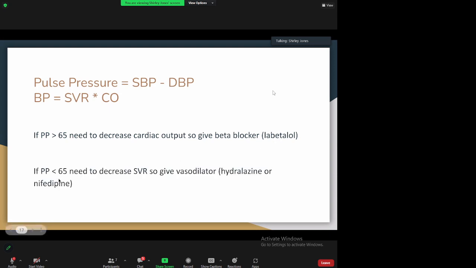Alternatively, if their pulse pressure is less than 65, so like 200 over 150, then we need to decrease their systemic vascular resistance. So give a vasodilator such as hydralazine or nifedipine. Again, this is not definitive and for sure certain, but it's just something to consider when you choose your medicine.